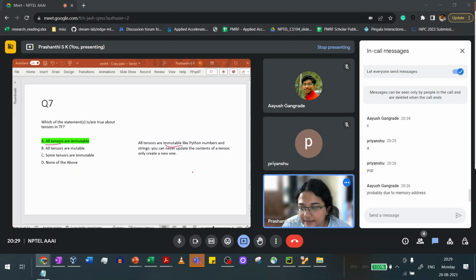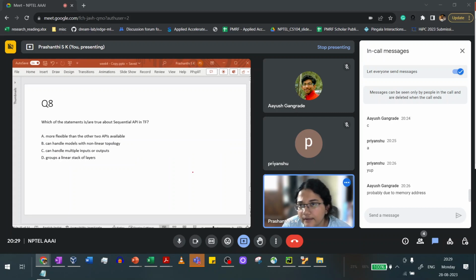Okay, if there is nothing else for now, let's move forward. Which of the statements is/are true about sequential API in TensorFlow? More flexible than the other 2 APIs available, can handle models with nonlinear topology, can handle multiple inputs or outputs, groups a linear stack of layers. Any answers? Think about it, take your time.